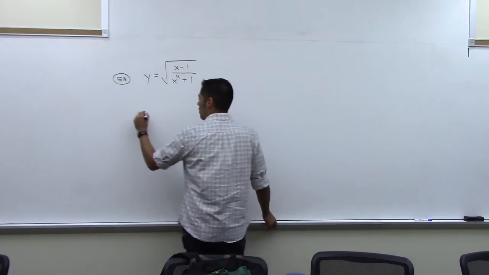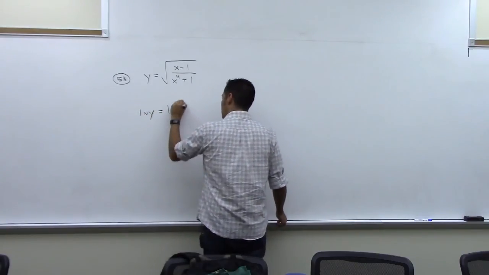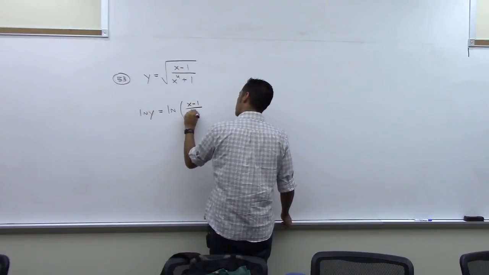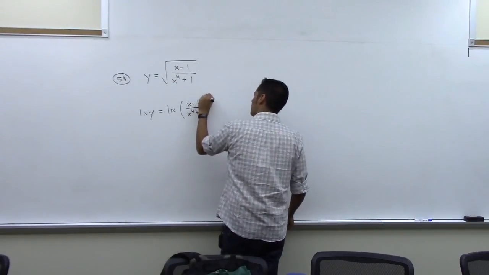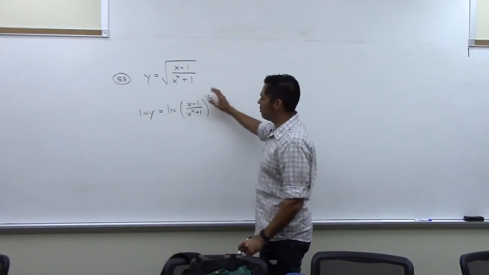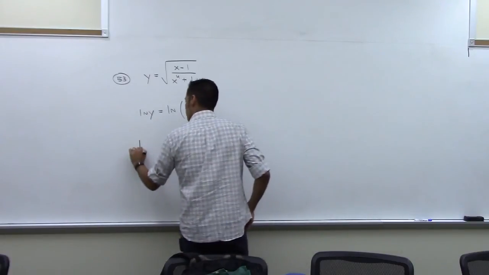Let me try this logarithmic differentiation. Take natural log on both sides. And keep in mind that this right here can be rewritten as that to the 1/2, because the square root of that whole expression means raise the whole expression to the half. Now I'm doing that because I can drop the 1/2 out in front.